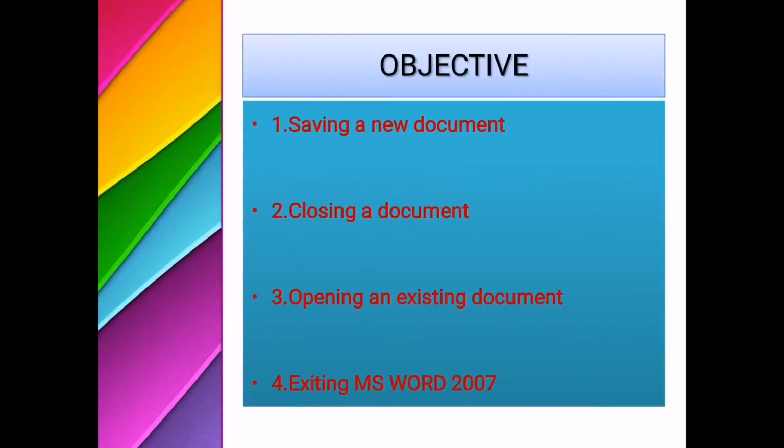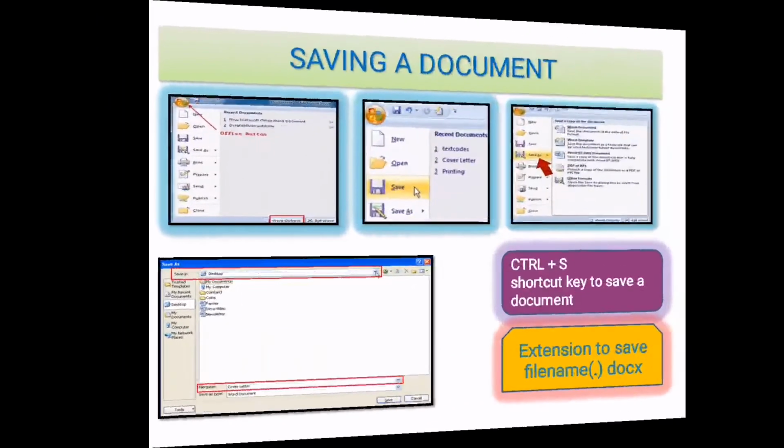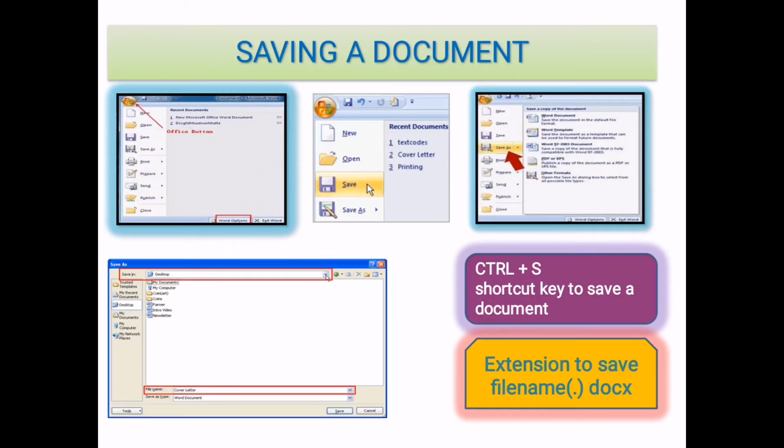In today's class we are going to discuss how to save a new document, closing a document, opening an existing document, and exiting MS Word 2007. Okay, how to save a document? In that, first you have to select the option from the Office button.